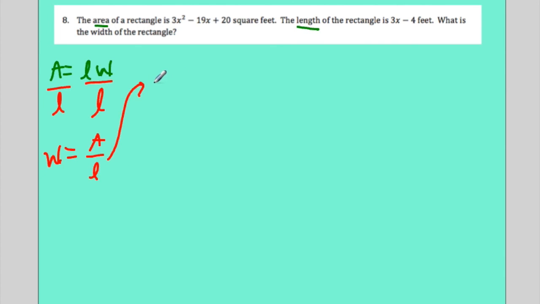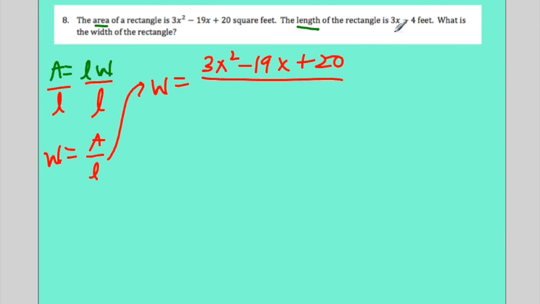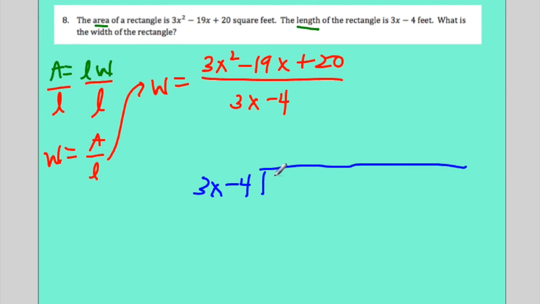So let's go ahead and do that. My area is 3x squared minus 19x plus 20, all over my length. Okay, so I'm going to divide these two. It says to divide, so we're going to divide. Notice polynomial by binomial, so long division. So we have 3x minus 4, and then I have 3x squared minus 19x plus 20.